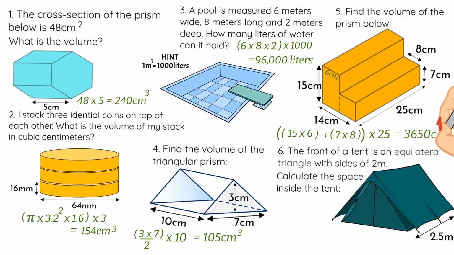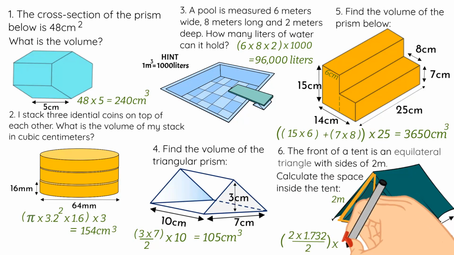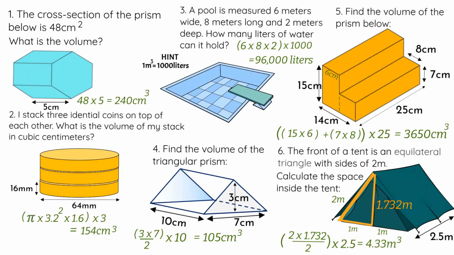So for the 10th question, you know it's an equilateral triangle with side lengths 2. So let's split it in half. We know the hypotenuse of that right angle triangle is 2 meters and the base is 1 because it was 2, we split it in half. Now we can use Pythagoras' theorem to find the height, which I put in orange. Now it's a simple case of base times height divided by 2 and then times by the length, which is 2.5.